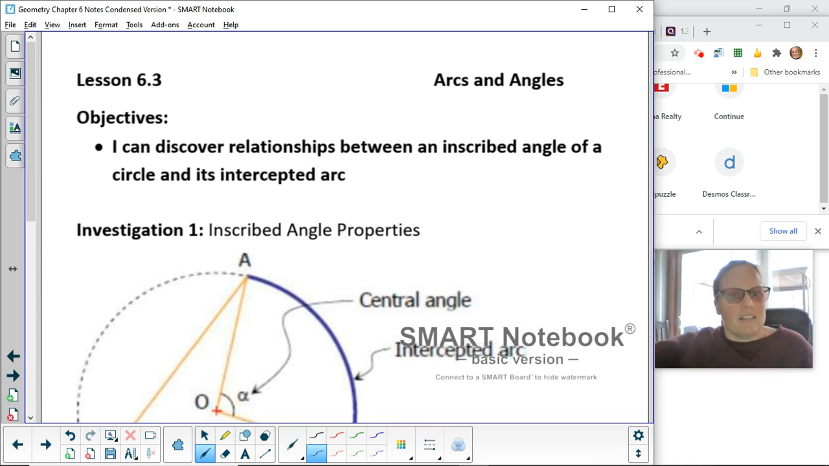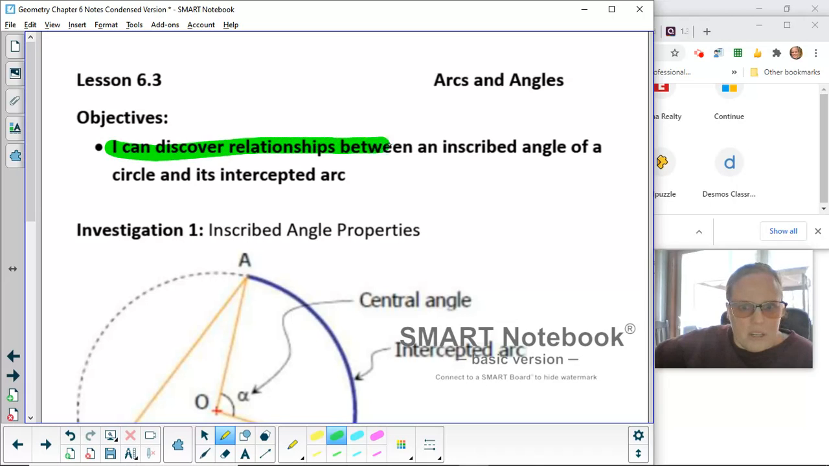We are covering lesson 6.3 in geometry. This is on arcs and angles. Our objectives today: I can discover the relationship between inscribed angles of a circle and its intercepted arc.